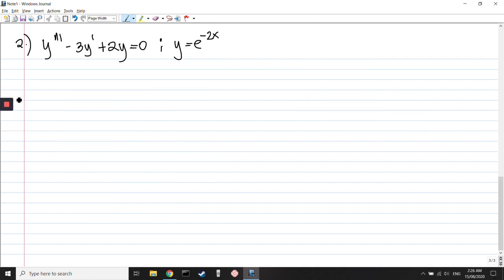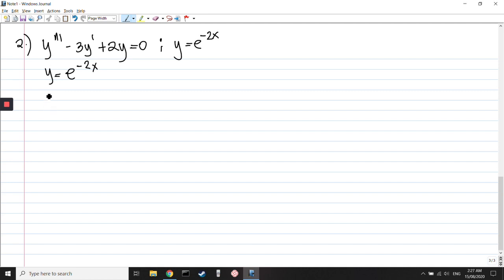So we have the second example. y triple prime minus 3y prime plus 2y is equal to 0. Then prove that y is equal to e raised to the power of negative 2x is a solution. So first, we need to find the derivatives, so we can simply substitute the values after.